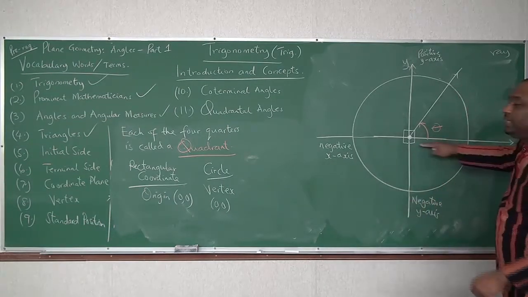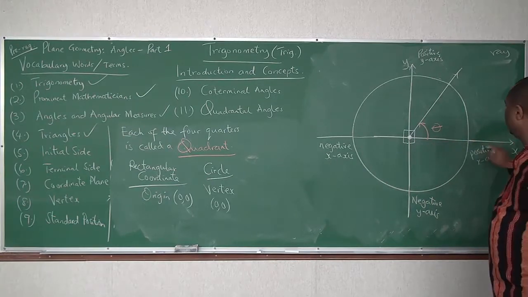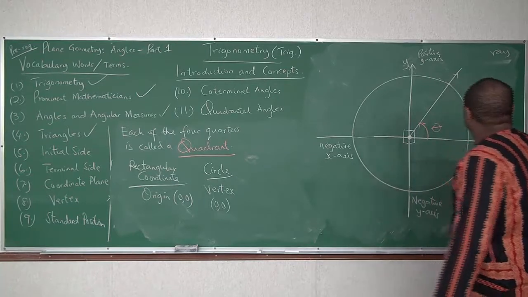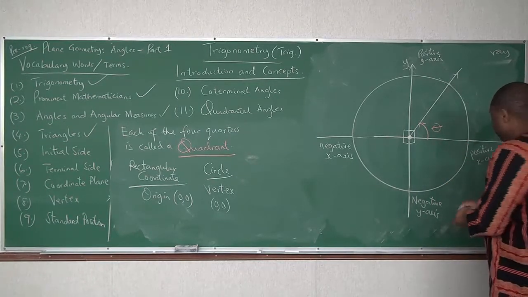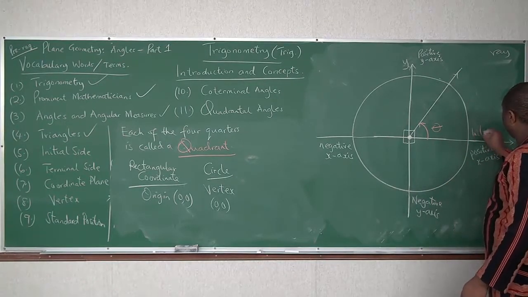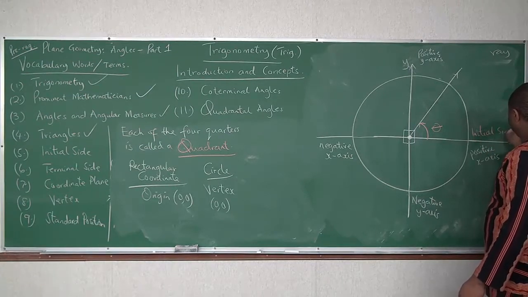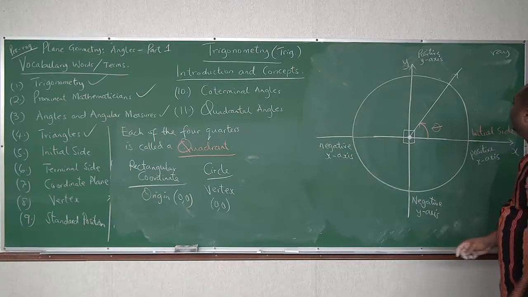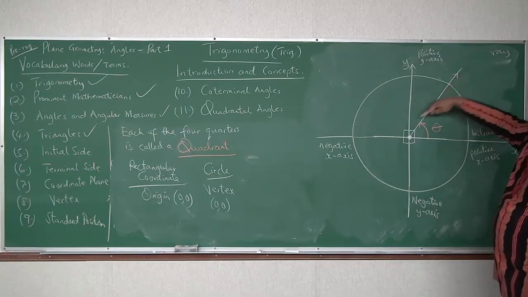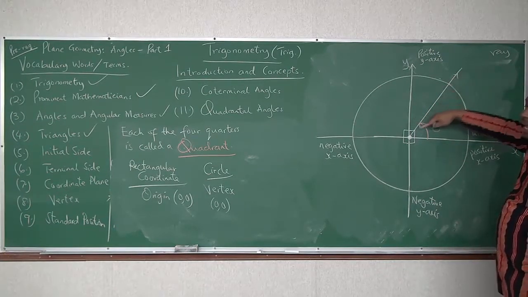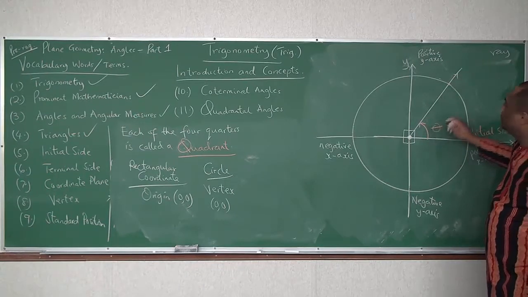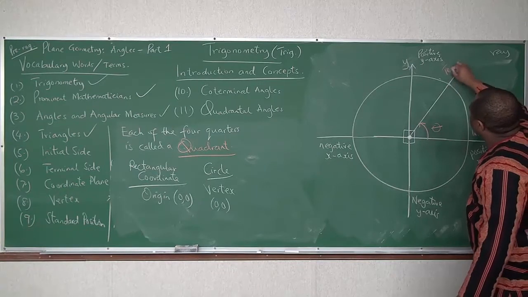This positive x-axis is what we call initial side. We call this initial side. I'm going to write it here. Initial side. The positive x-axis. Now, this ray here, from which this angle was formed, is what we call the terminal side. Terminal side.